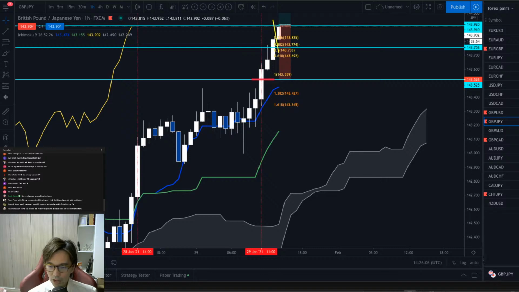Alright, bought the pound yen at 143.7. So it's still moving up. That's good. That's good.